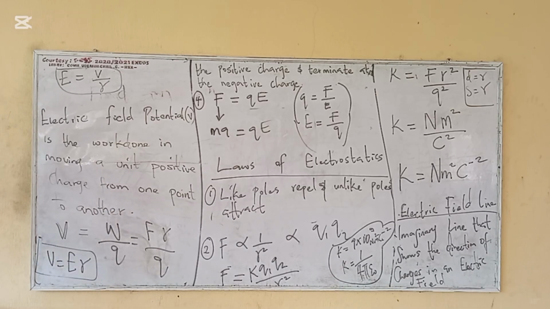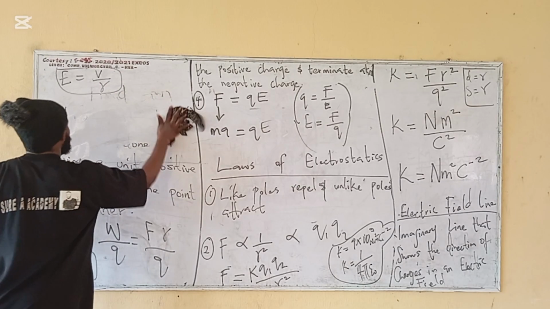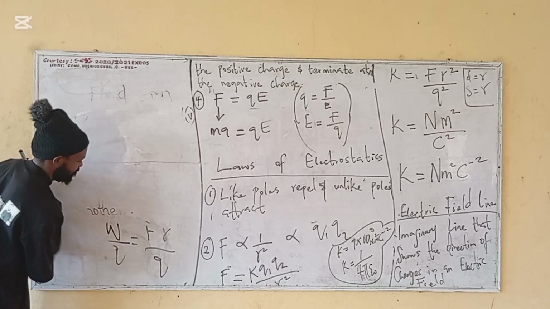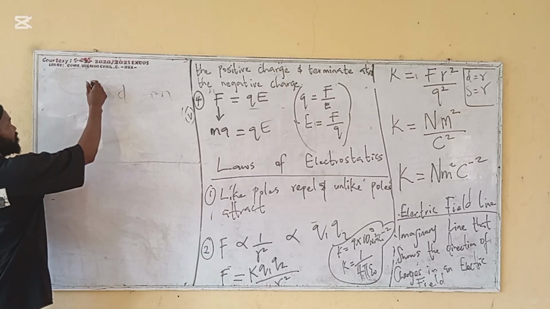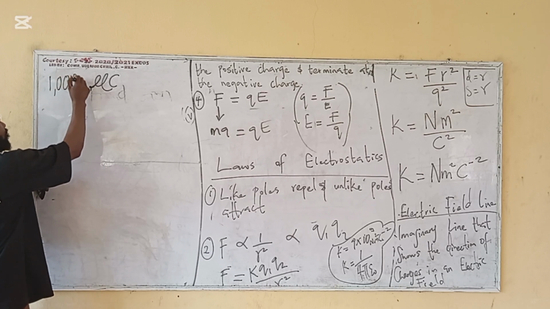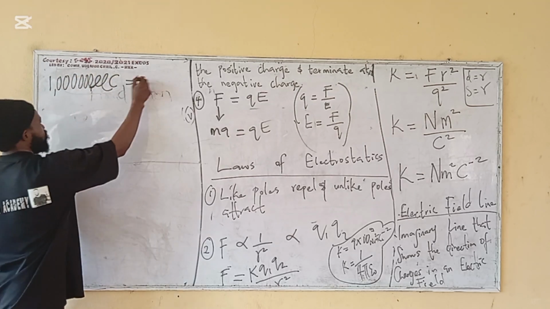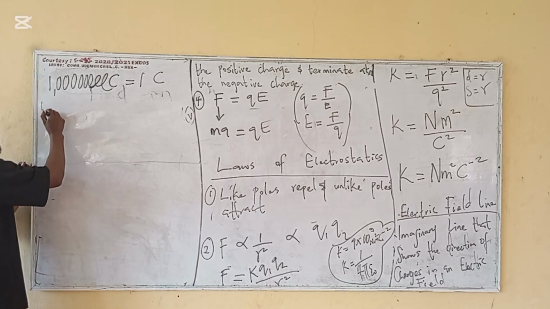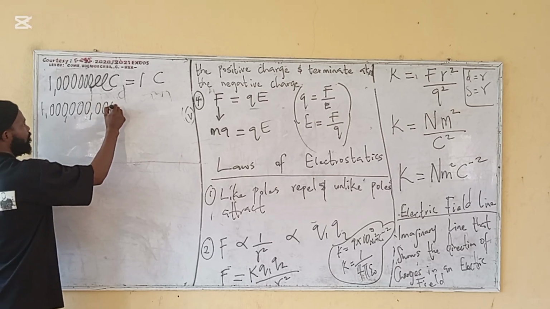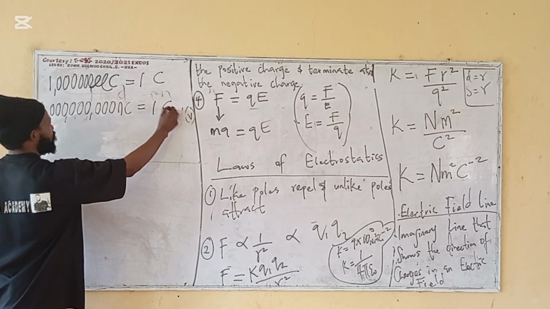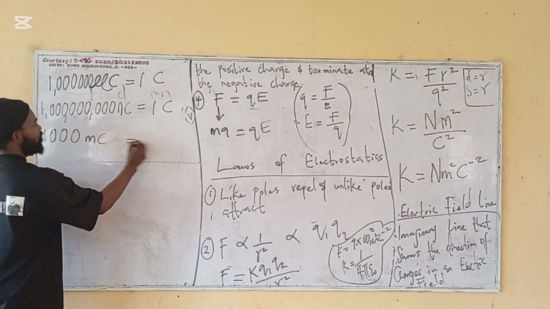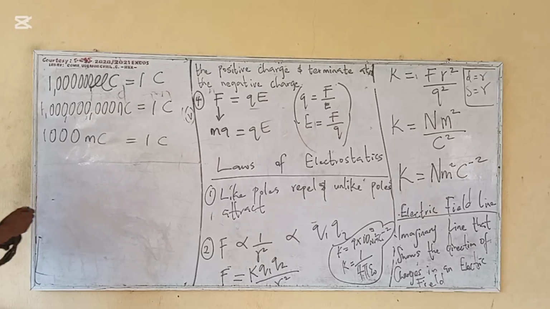Nano is NBC. Micro is like this. Let's just write it. If I have something like this, we say that 1 million of it is equal to 1 coulomb. Then 1 billion of the nanocoulomb is equal to 1 coulomb. They will say that 1,000 of the millicoulomb is equal to 1 coulomb.